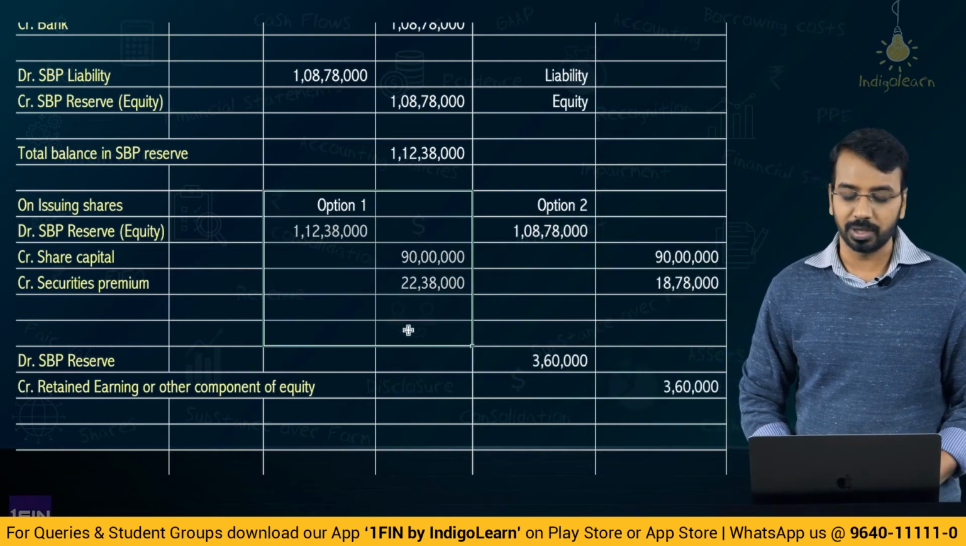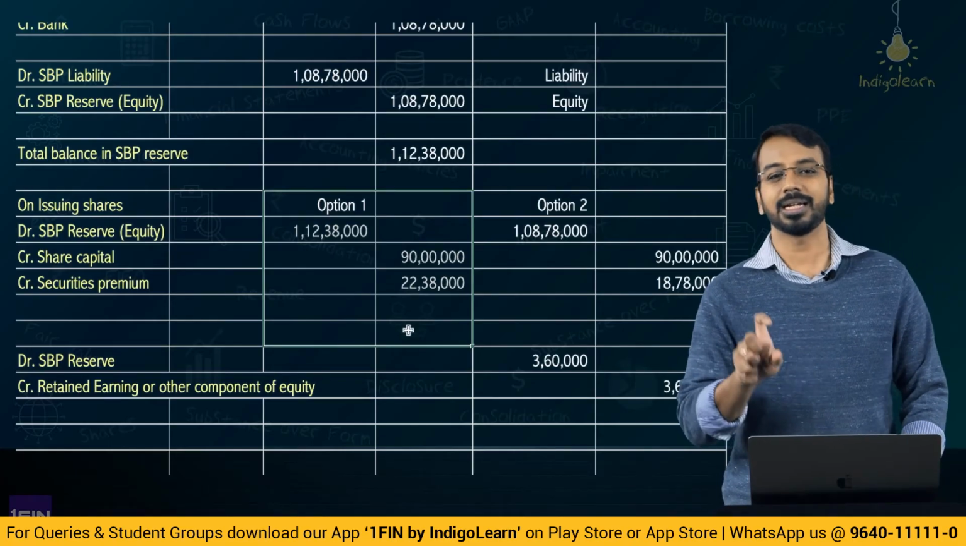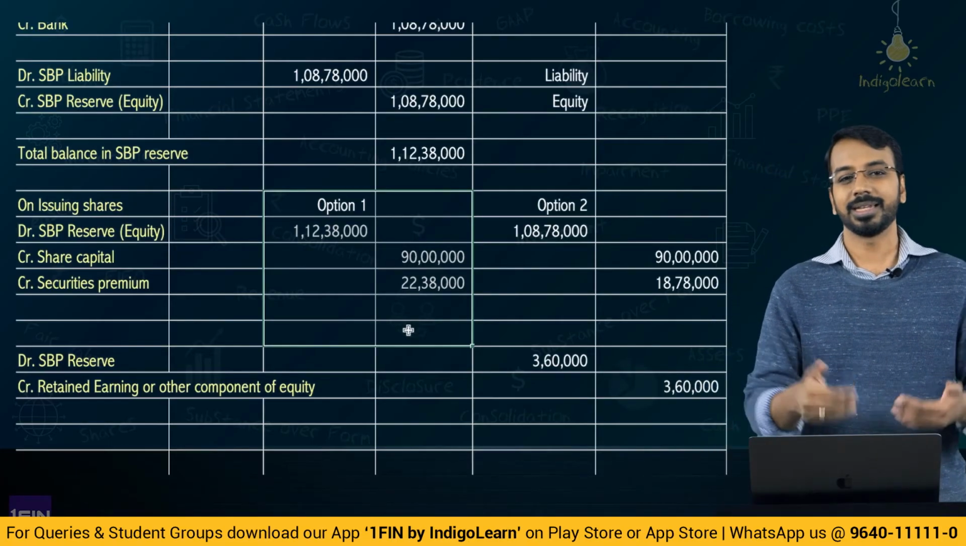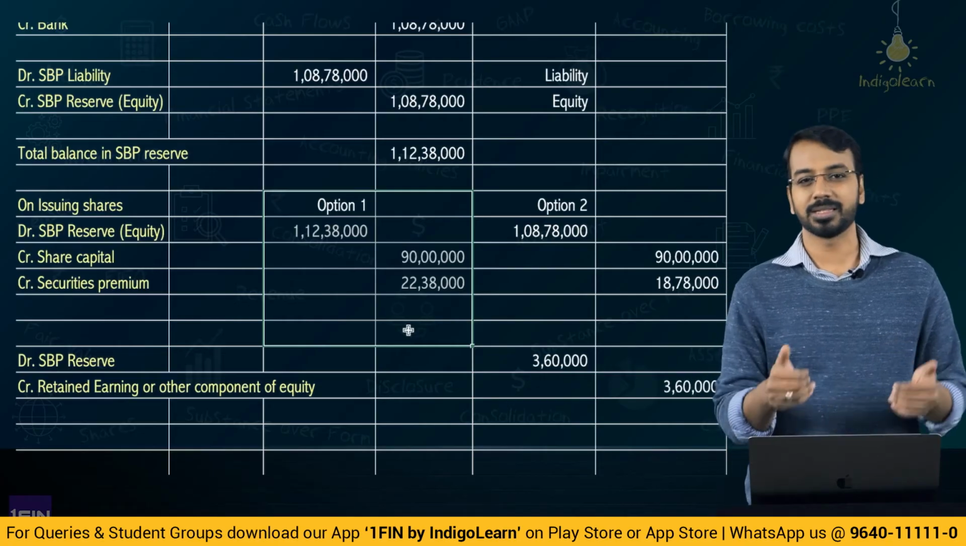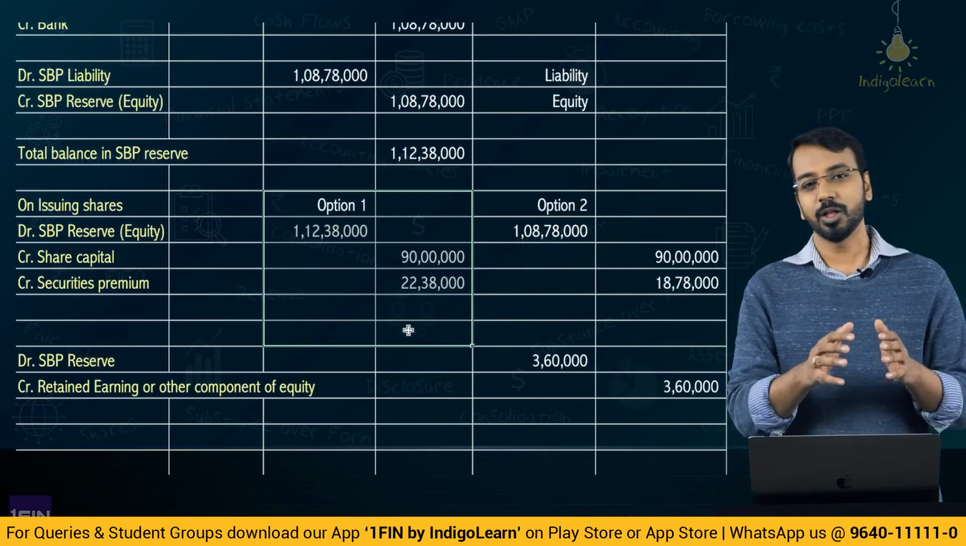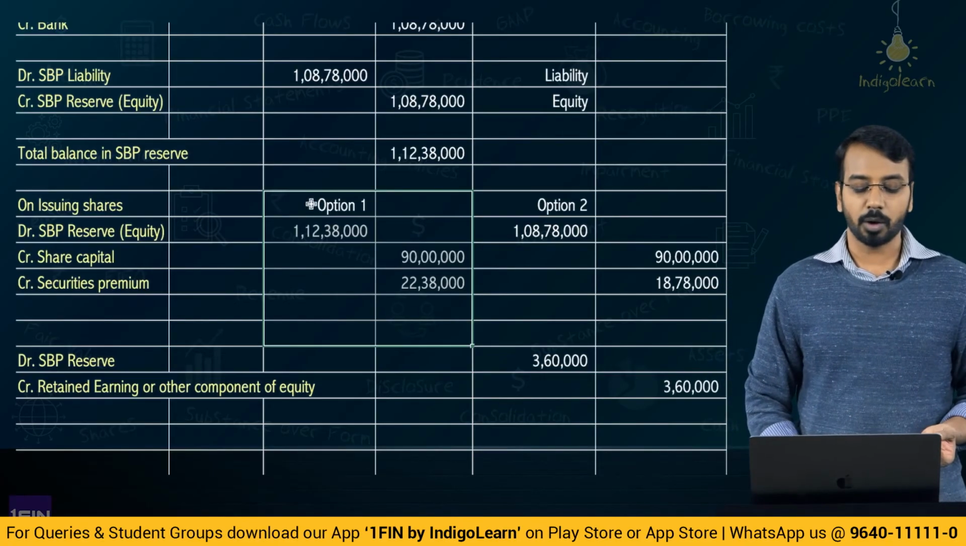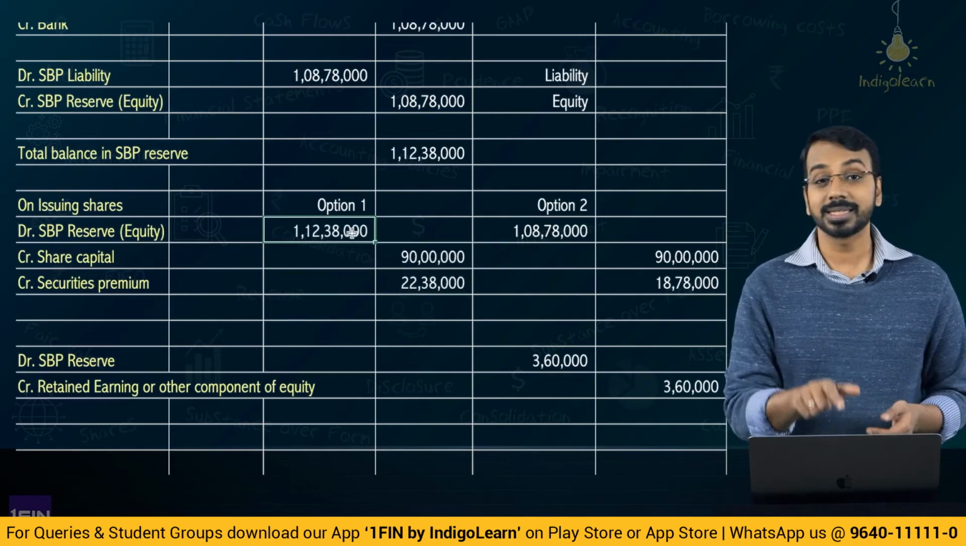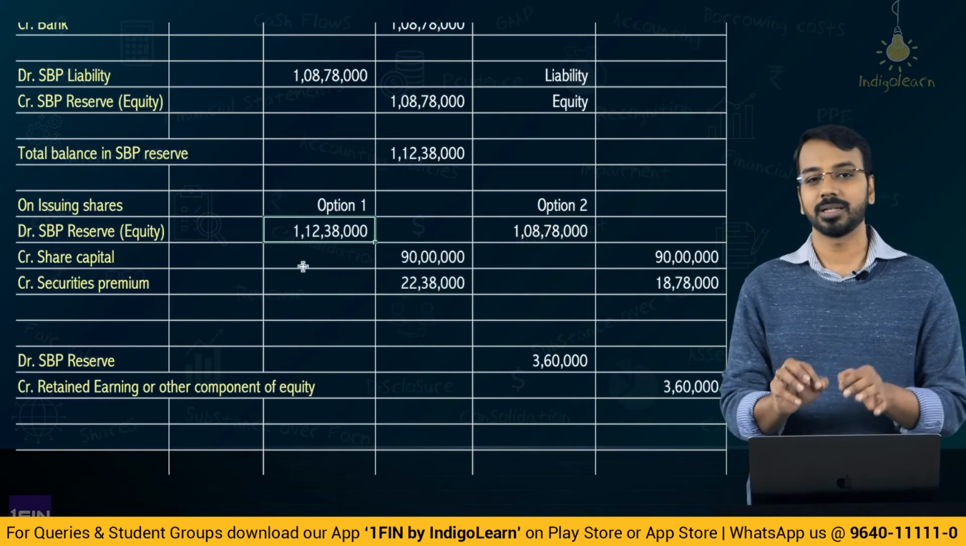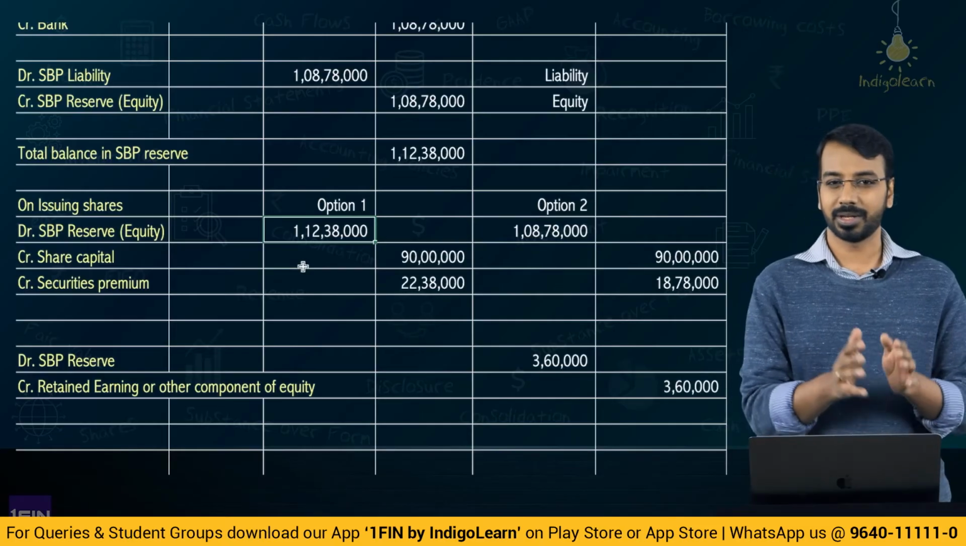Option 1 is also equally valid, and as I told you, there is no clear cut guidance as to what has to be done. It has to be done considering the facts and circumstances, and management judgment. If you ask me, option 1 looks more logical because this 1 crore 12,38,000 is the total expense that you have recognized.